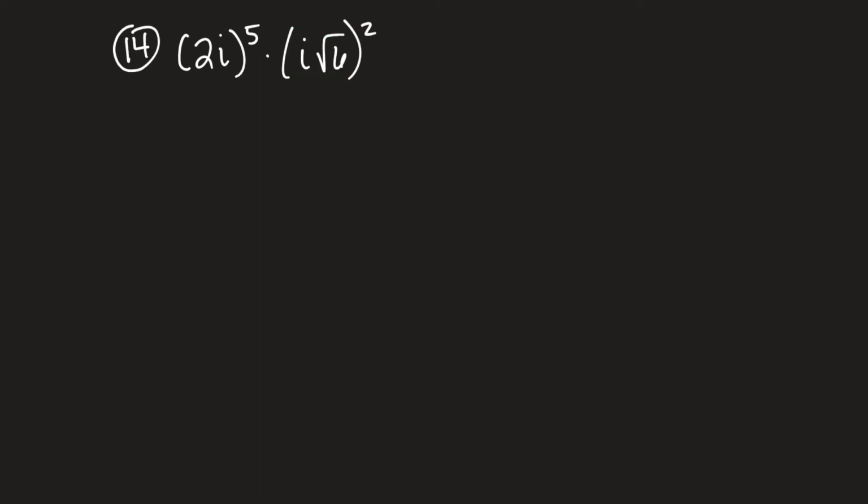So this is order of operations. We have to do exponents before we do multiplication. So I'm going to raise both of these things to the 5th. So 2 to the 5th is 32, and i to the 5th is obviously i to the 5th times i squared. And the square root of 6 squared, or the square root of 6 quantity squared, is just 6 because those are opposite operations.